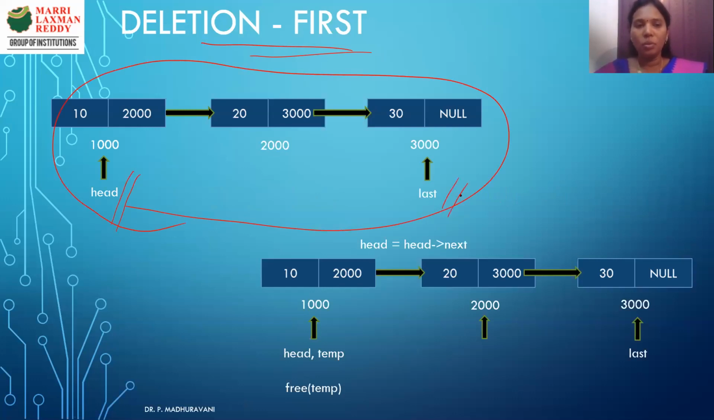Here, what we need to do is remove the first element, that is the head element. Simply, we can't remove the head node because if we remove the head node, it is impossible to track the linked list. So we'll take a temporary pointer and store the address of head into the temporary pointer. Now we'll move head to next node, that is head equal to head arrow next. By doing that, we are moving the head from the first node to second node. After that, simply we can remove the temporary node by using free of temp.